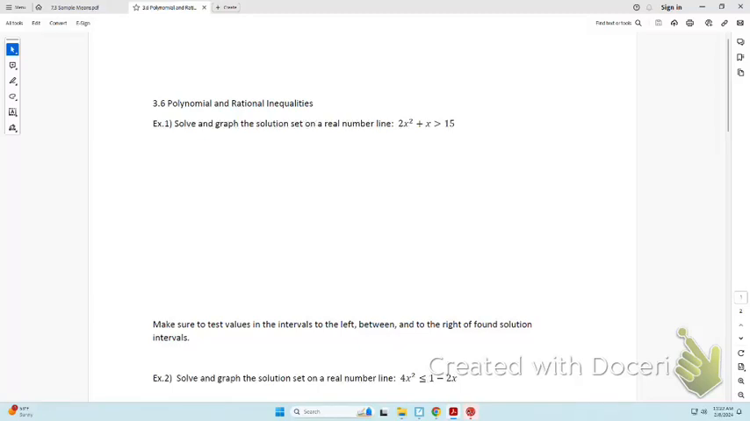In college algebra, we moved on to 3.6, polynomial and rational inequalities. So the main thing you should notice here is we just have one variable. So we're just talking about a one-dimensional number line. All right, we're not talking about the XY plane. All right, we are just talking about a 1D number line.